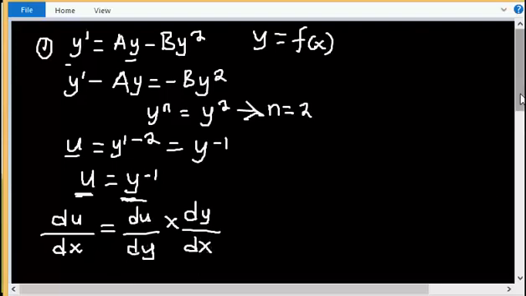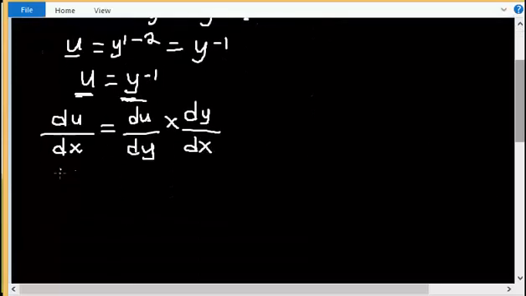Of course, you know that the derivative of u with respect to x is u prime. Then I have to differentiate u with respect to y. If I differentiate y raised to power minus 1, of course, you know how to differentiate a power: minus 1 comes over as coefficient. Then that's going to be y raised to power minus 1 minus 1.